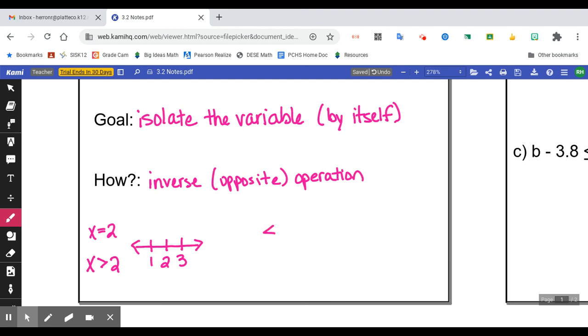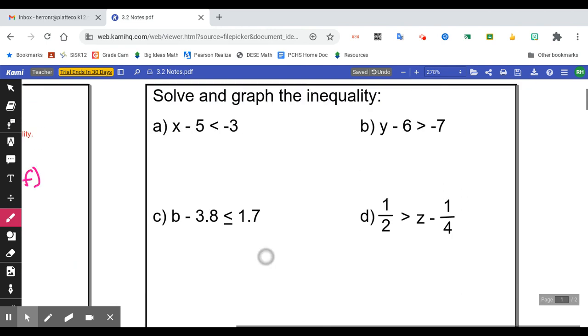Remember that less than and greater than mean an open circle. Less than or equal to, greater than or equal to mean it's a closed circle. So this would be open because there's no equal to. And then this says x is greater, so we're going to go to the right. Okay? All right, let's try a few.